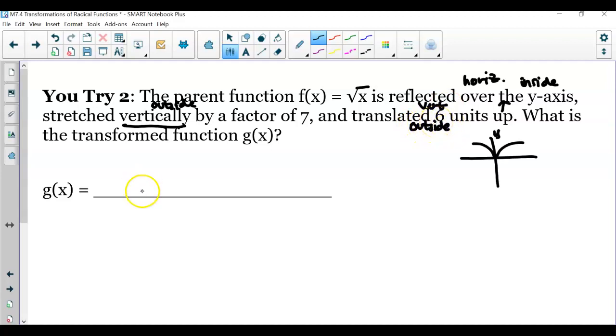So here we go. So talking about that square root of x, but notice how whenever it's reflected over the y, which is inside, I need negative x. Then we have a vertical stretch, so on the outside, that value of a is now 7. And 6 units up, which means now we're moving up, so add 6. So this is our new function showing those transformations.